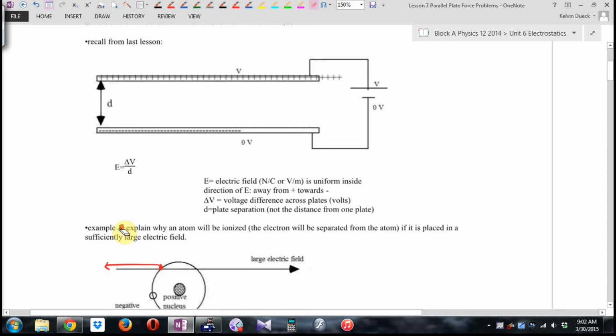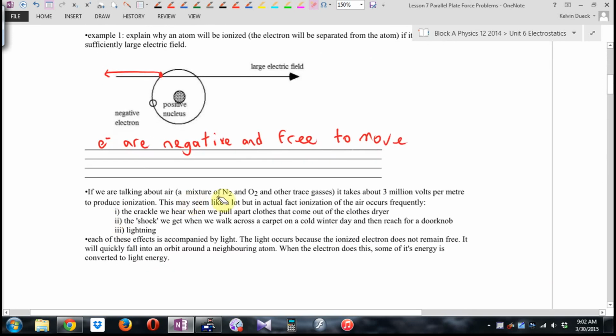If we're talking about air, which is mostly nitrogen and oxygen, we have done studies. It takes around 3 million volts per meter to produce ionization. This may seem like a very big number, but 3 million volts per meter happens an awful lot. It's the crackle you hear when you pull apart clothing on a dry, staticky day when taking it out of the dryer. It's the shock you get when you walk across a carpet on a cold winter day and then reach for a doorknob. It's lightning.